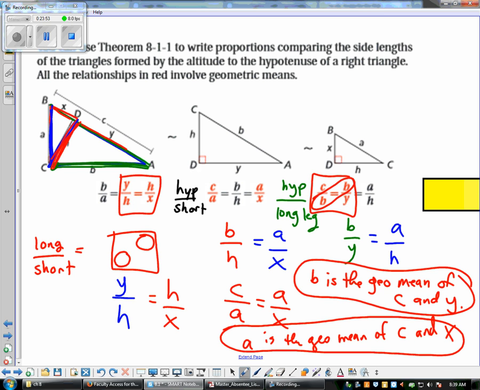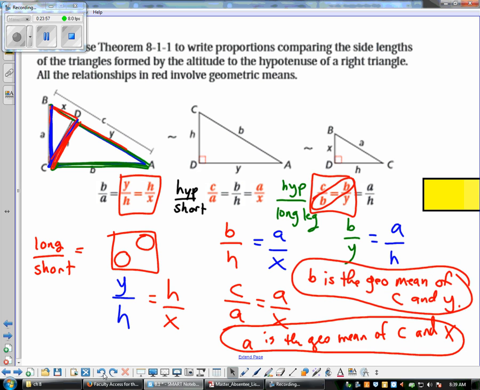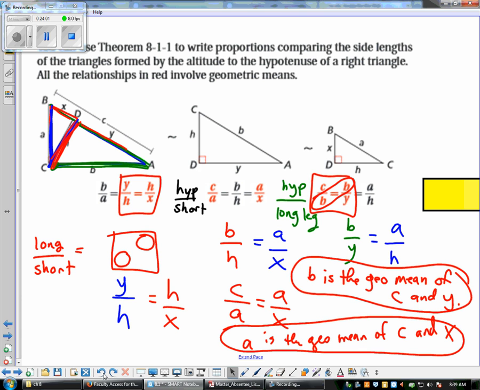So let's look at this one for a minute. B is the geometric mean. We're focusing on this one right here. B is the geometric mean of C and Y. So looking at our big picture here, let's see what that means. B, that's this long leg right here, is going to be the geometric mean between C, which is the whole thing, and Y, this piece of the big hypotenuse. All right? Okay.